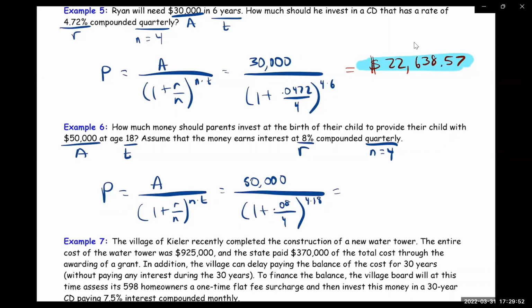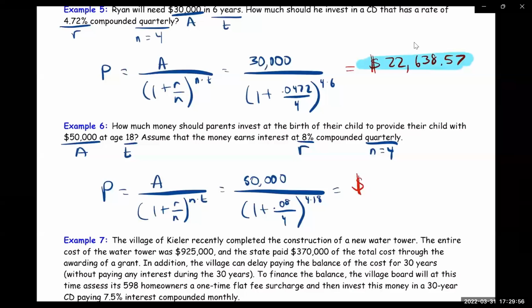All right, I'm getting a grand total of $12,015 and 94 cents if you round up. So this tells you how much you would want to invest now, so that 18 years later, your child would have $50,000 to go to college.